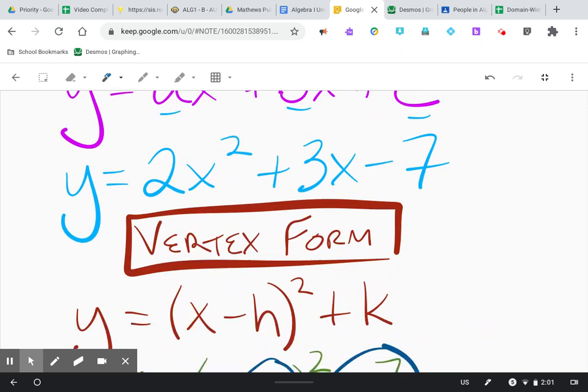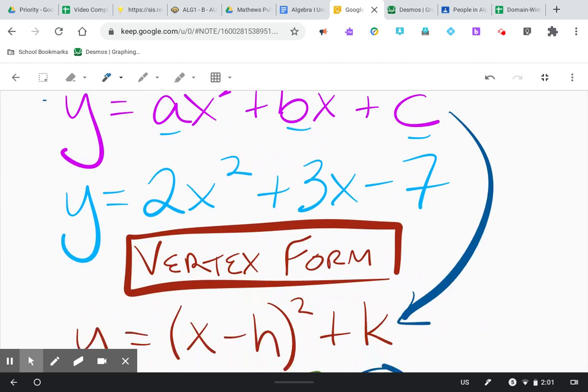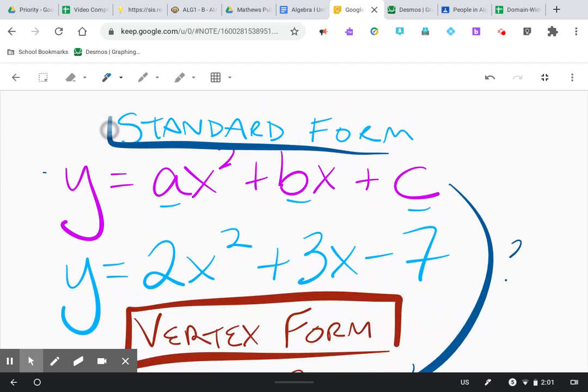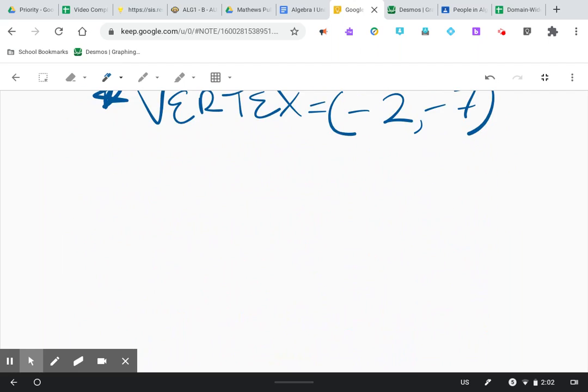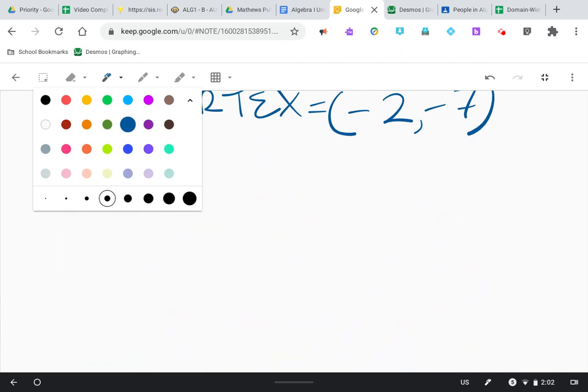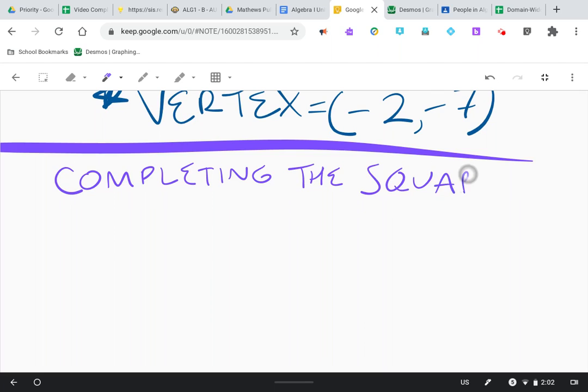Problem is, we sometimes will get them in standard form, and we really want to be in vertex form. So how do we convert from standard to vertex form? Well, we do it by a method called completing the square. Okay, so I'm going to go ahead and do a few examples of how to do what we call completing the square. And then we'll look at the lesson and see how that works for us in the actual lesson.